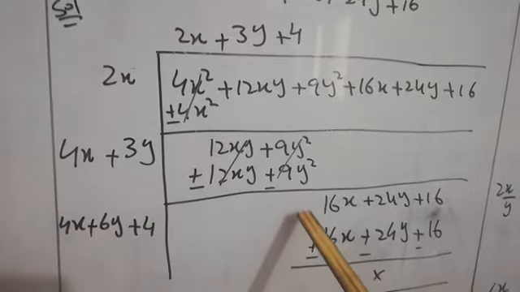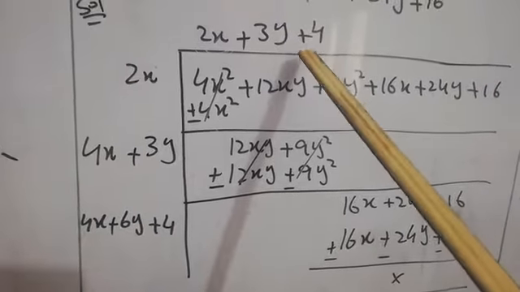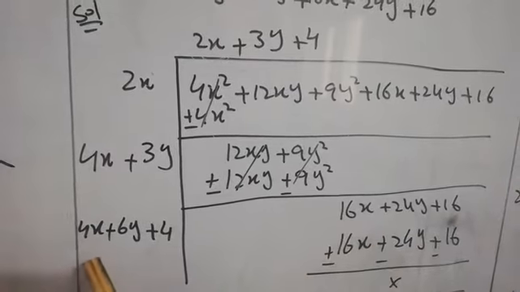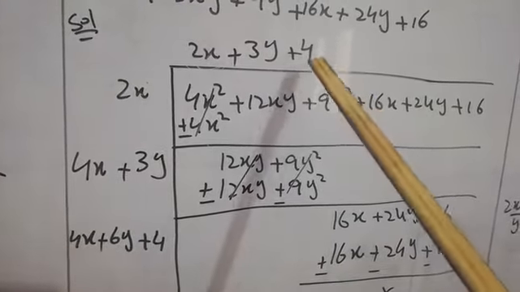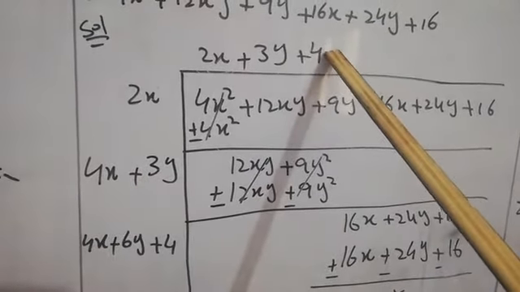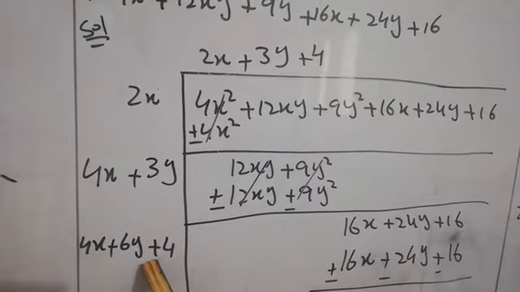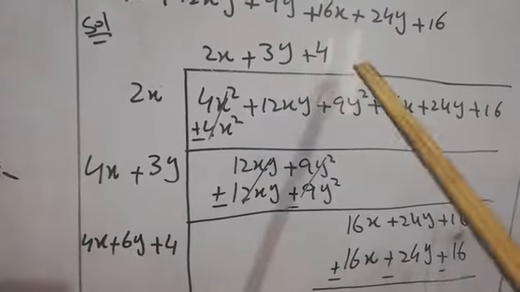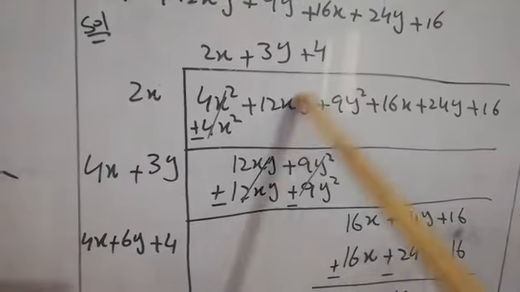And now check here, there is a positive sign, so we will put plus here, and this is 16x and our first value is 4x. If we multiply 4x by 4, then we can get 16x. Since the new value of the quotient is 4, we will put 4 here also. So 4 4s are 16x, 6 4s are 24y, and 4 4s are 16.